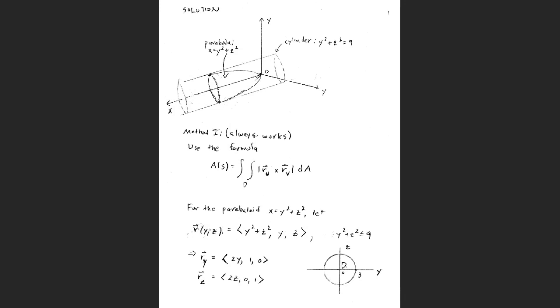Here's a nice picture. So this paraboloid opens outward along the x-axis. x equals y squared plus z squared opens out along the positive x-axis. And it would keep opening, but it gets restricted by a cylinder, the cylinder y squared plus z squared equals 9. It's not an up and down cylinder. It's a sideways cylinder whose center is the x-axis.